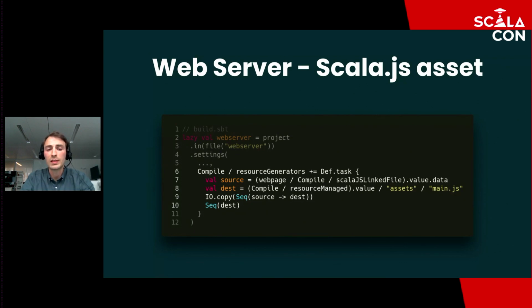One good thing about this approach is that each time that the web server is compiled, the web page is also compiled, and the main.js file is added to the class path. So it's always in sync. And also we use the SBT incremental compilation. So if the scalajs file is already compiled, it won't be recompiled. And another good thing is that when I package the web server project, everything will be contained in a single jar. So this is easy to deploy, easy to publish.